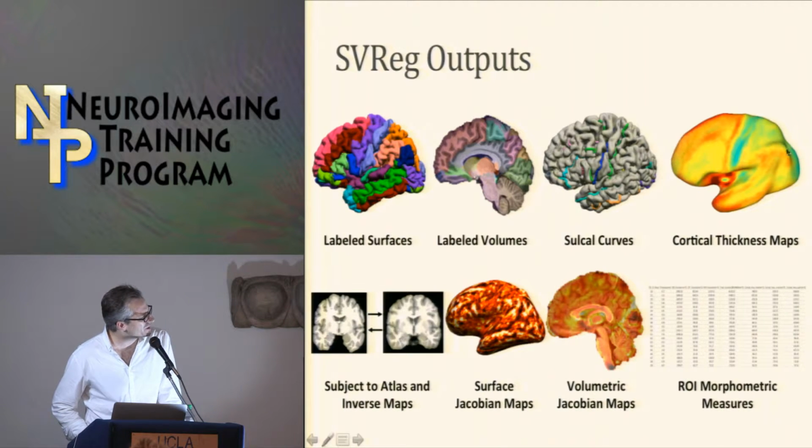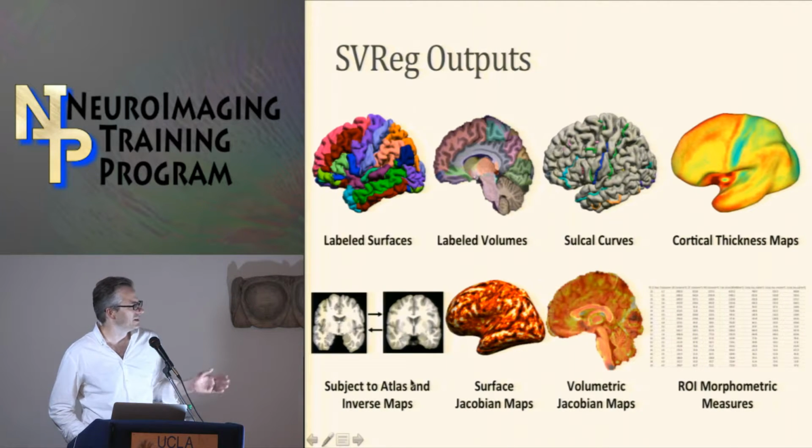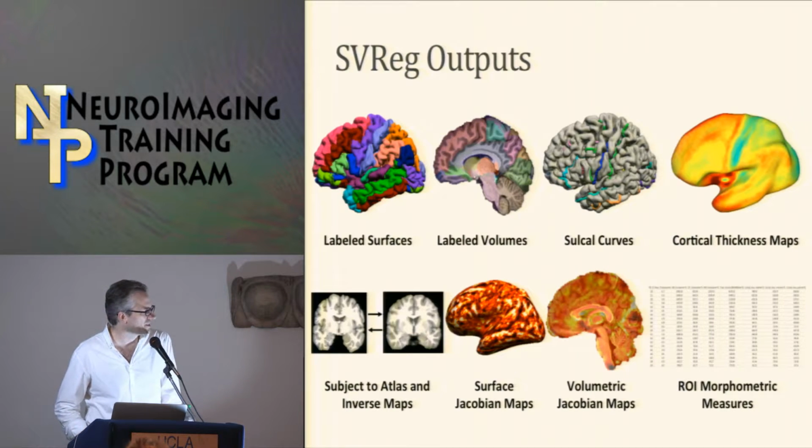And as I mentioned, we also get the cortical thickness maps. We also have these maps in volumetric space from the subject to the atlas, as well as the inverse maps. So if you have data in one space and you want to map it to the atlas, for example diffusion data, which we do a lot of mapping of, you can use these to transport them into the atlas space and perform studies there.